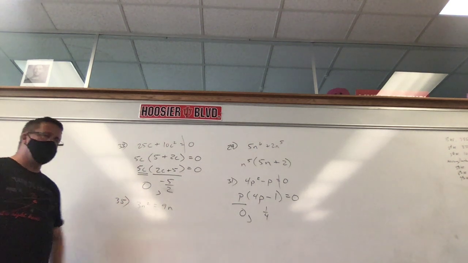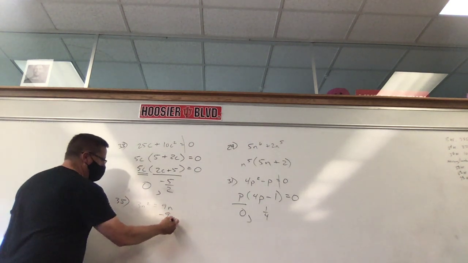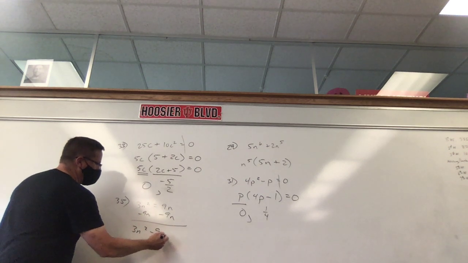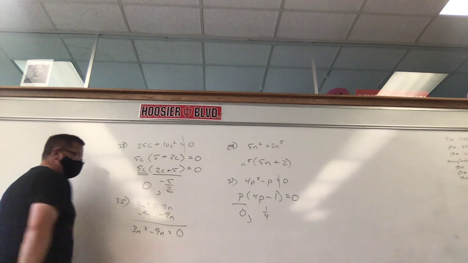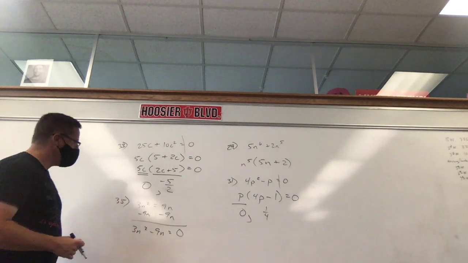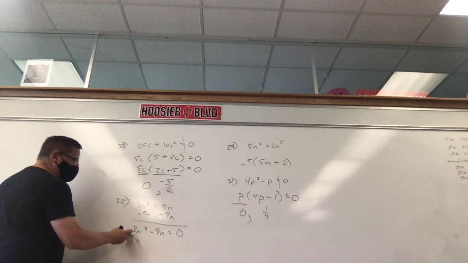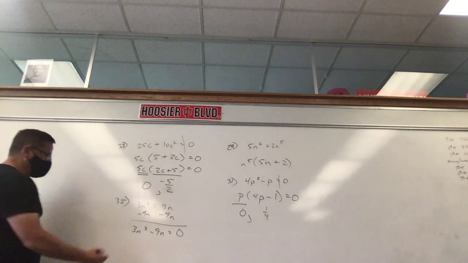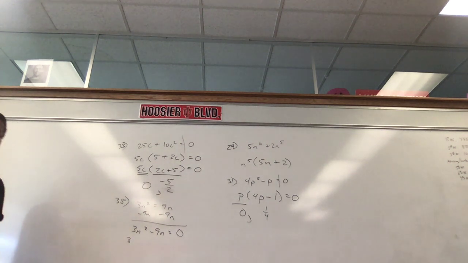How do I get rid of 9n? Subtract 9n. So we have 3n squared minus 9n equals what? 0. Is that a good thing? Yes. It's supposed to equal 0. If it doesn't equal 0, make it equal 0. Now factor it. What goes into both 3n squared and 9n? Can I have 3? Can I take an n out? Yes. They both have an n.